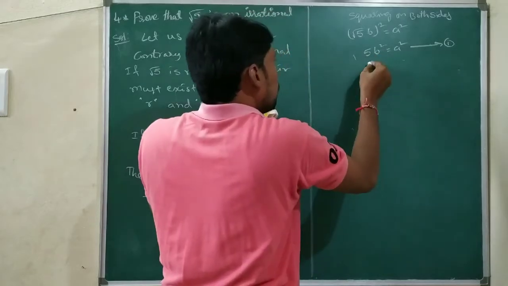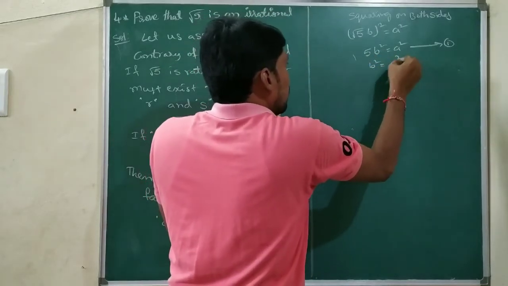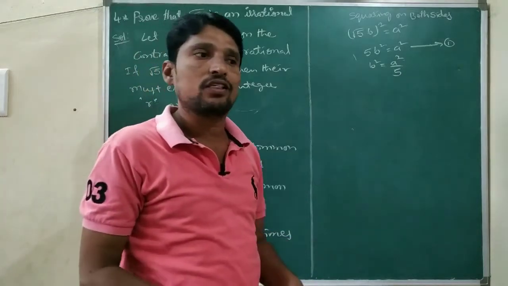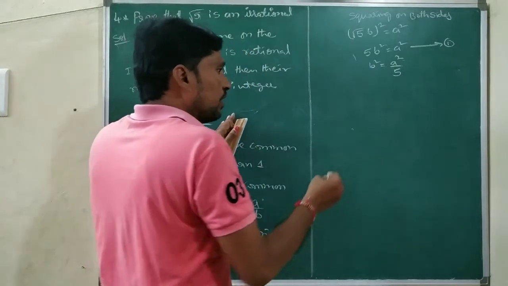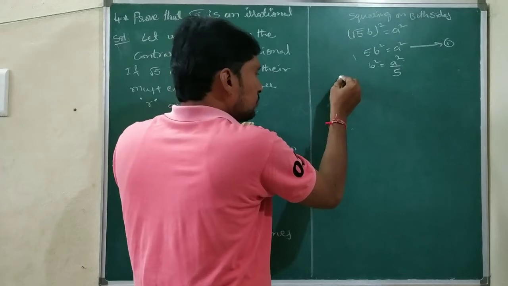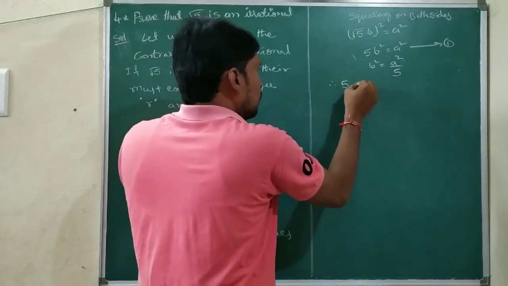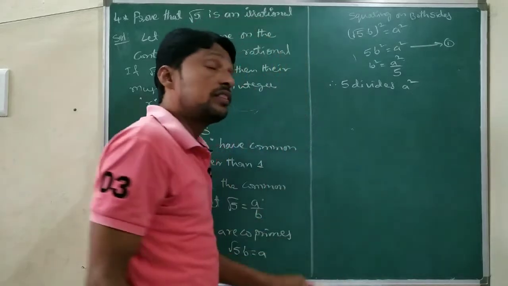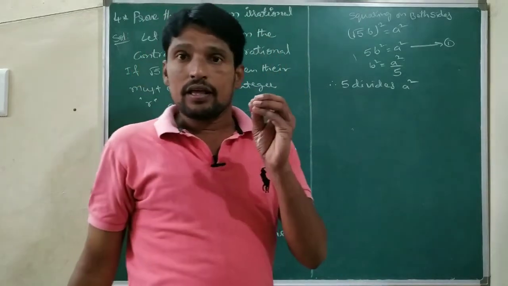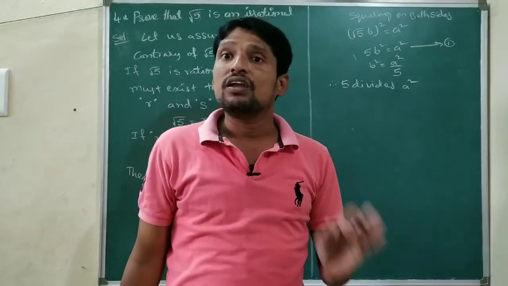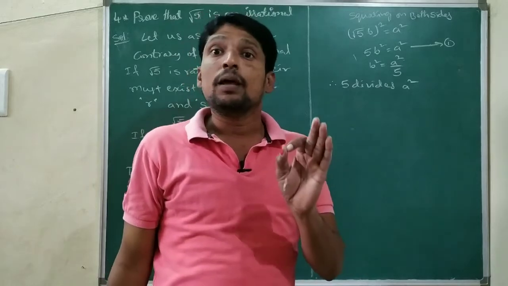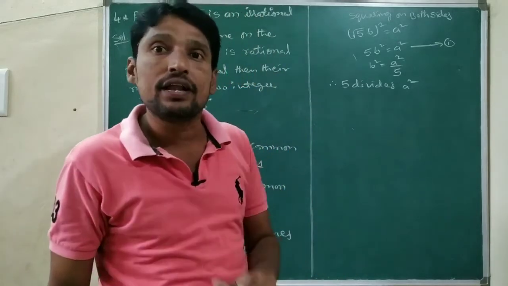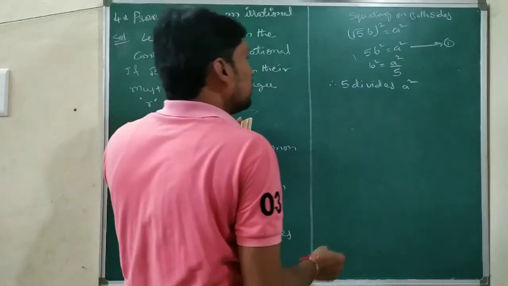This 5 you can transpose. B square equals a square by 5. What is the meaning of a square by 5? Here 5 divides a square. We know the theorem. What is the theorem? If P is a prime number, then P divides a square, then P divides a. We can apply this here.